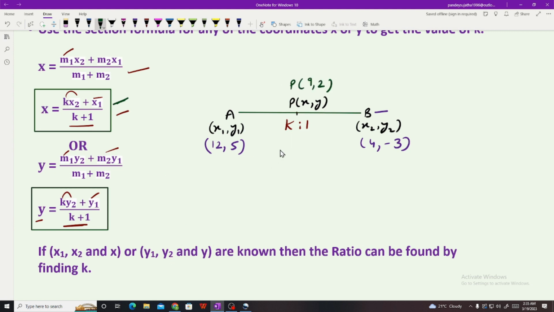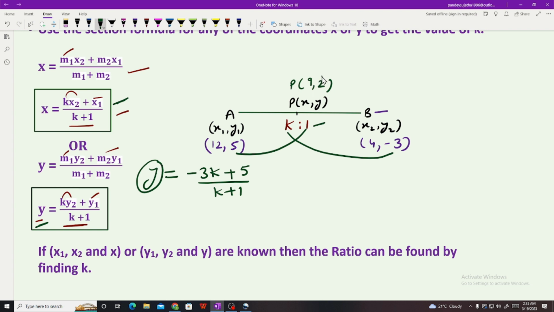So if I use the y coordinate, then y will be equal to k into y2, that is minus 3k, plus 1 into y1, that is 1 into 5, which is 5, upon the sum of ratio, that is k plus 1. And here the y coordinate is given, that is 2. So we will replace y with 2, is equal to minus 3k plus 5 upon k plus 1.